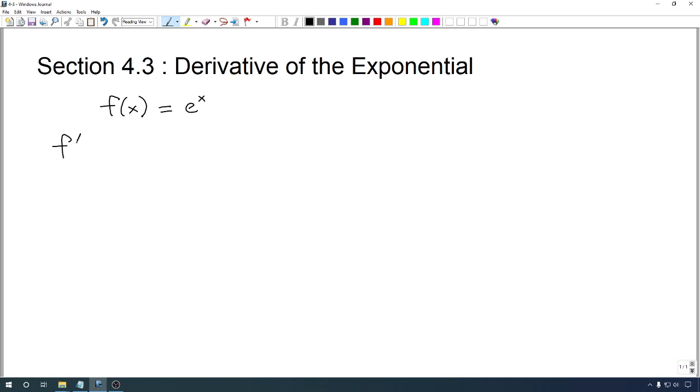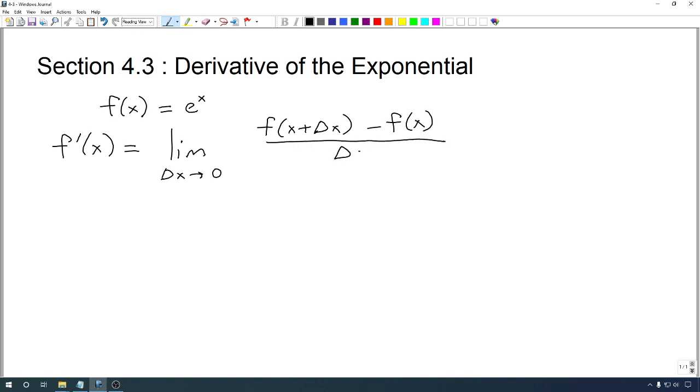So remember, since we have to start back at our limit definition, the derivative is the limit as delta x goes to 0. We always have to have that in front. We have the function at x plus delta x minus the function at x, all divided by delta x.